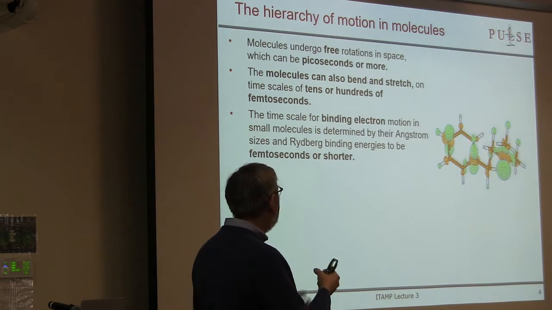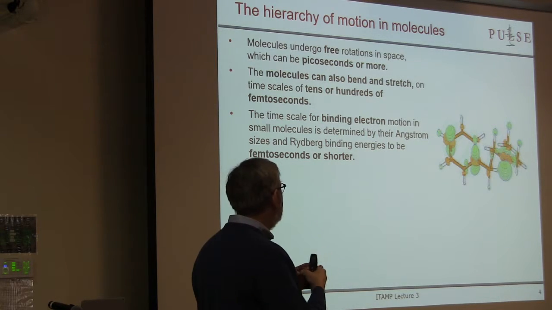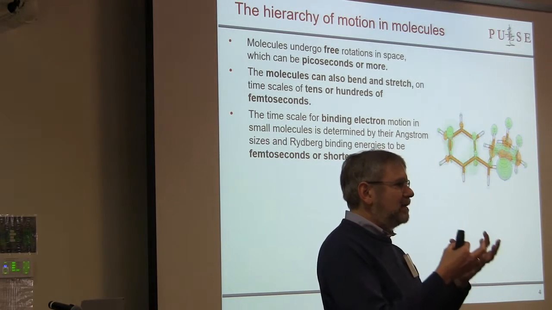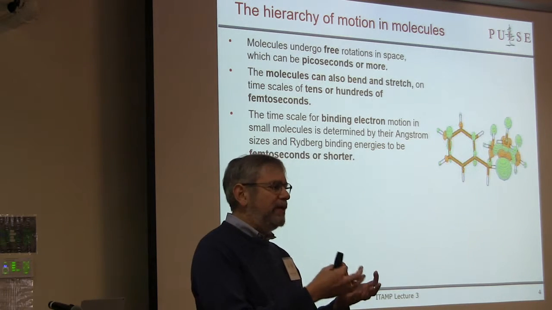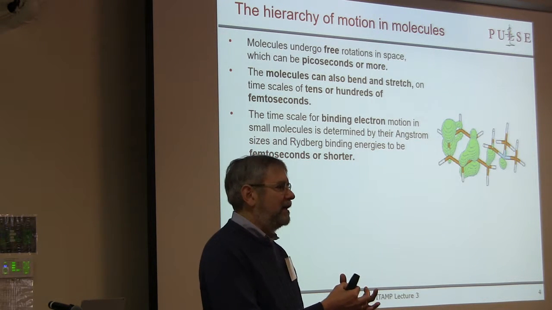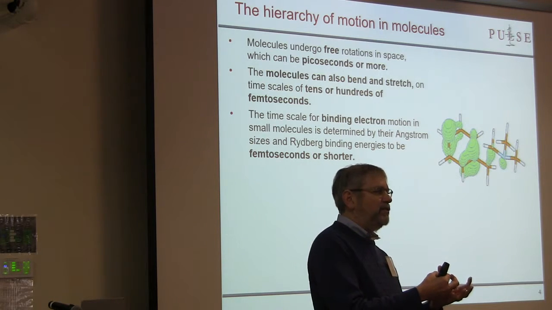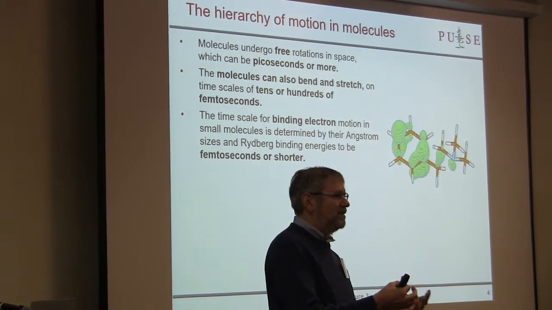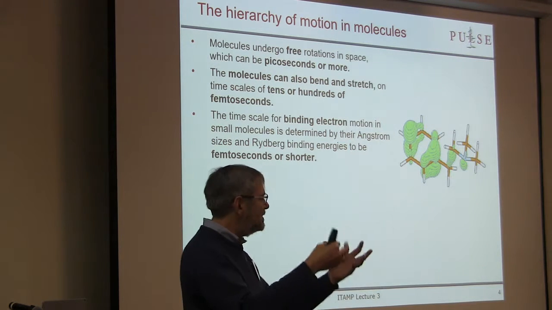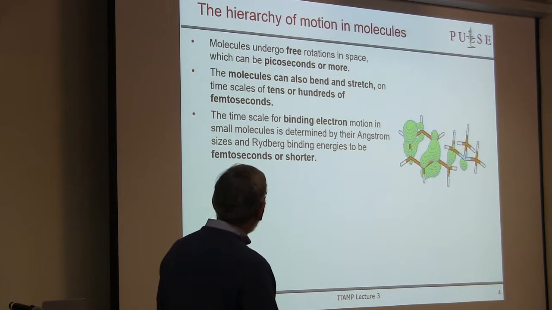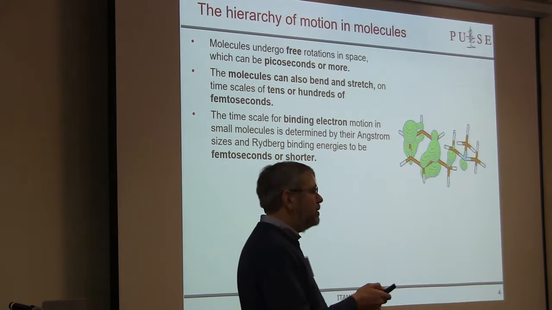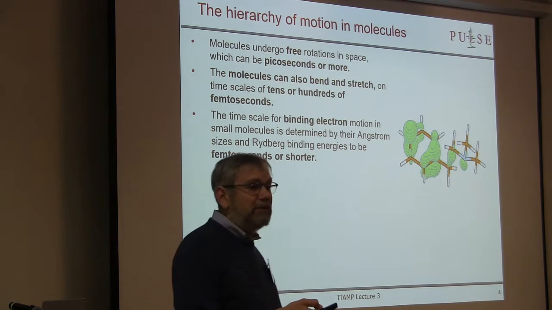The time scale for the binding electron motion in small time scales is determined by particle in a box. It's determined by the fact that the Coulomb binding potential produces a bound state that's always on the order of an angstrom. This is the reason why all atoms are to first approximation the same size, because that last electron always sees only a simply charged object that it has to be bound to. So it's always boxes, always the same size, about an angstrom. And so you stick these things together, and the binding motion is determined by that angstrom size and the required binding energy to be on the order of a femtosecond, a couple femtoseconds or shorter.